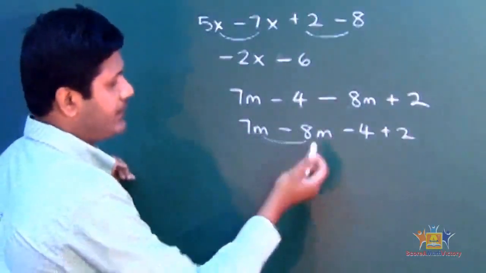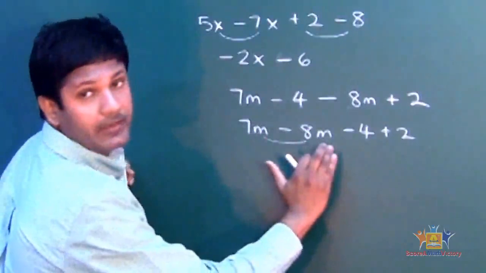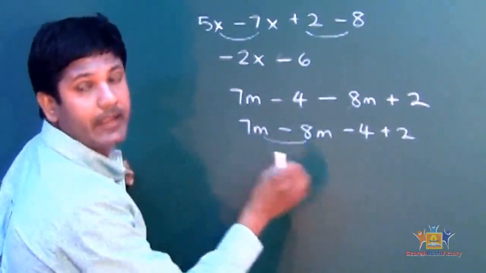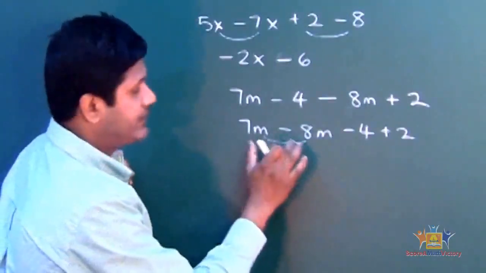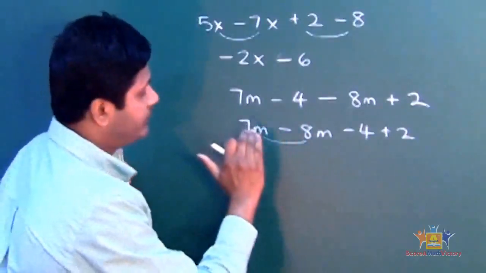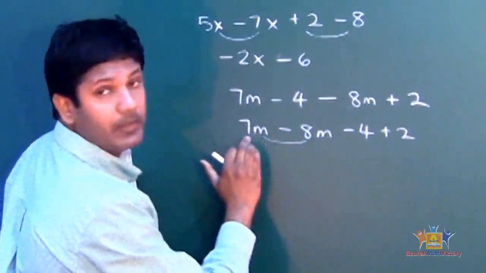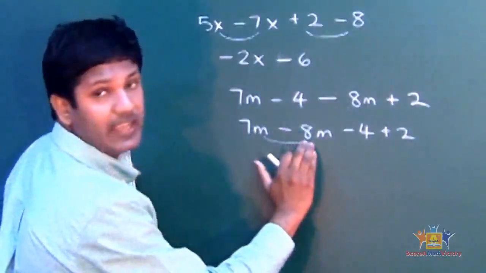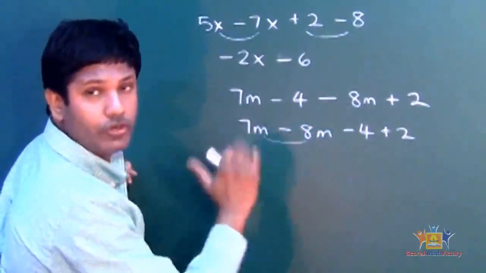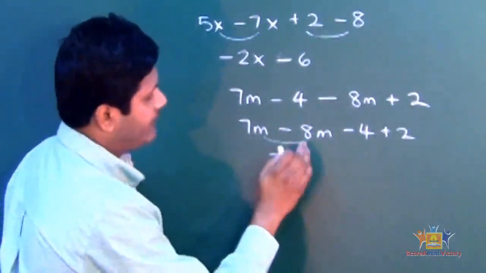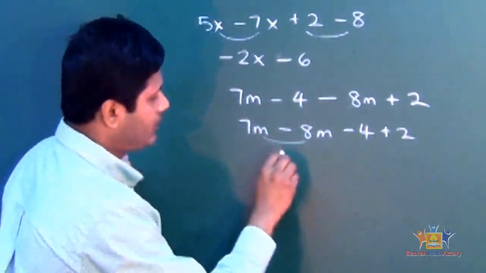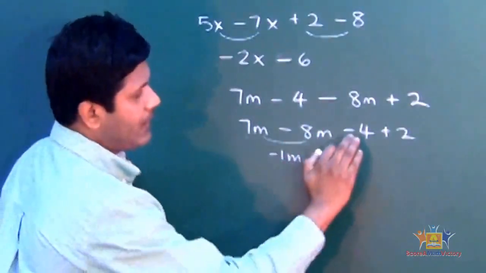So now I can combine these two. Now they both are like terms. That means I can combine them, I can perform the operation, in this case subtraction. So 7 minus 8. See that? The 7 is what I have and I owe 8, but I owe more, so you know the answer is going to be negative. So I'm going to put negative. 8 minus 7 is 1, 1m.